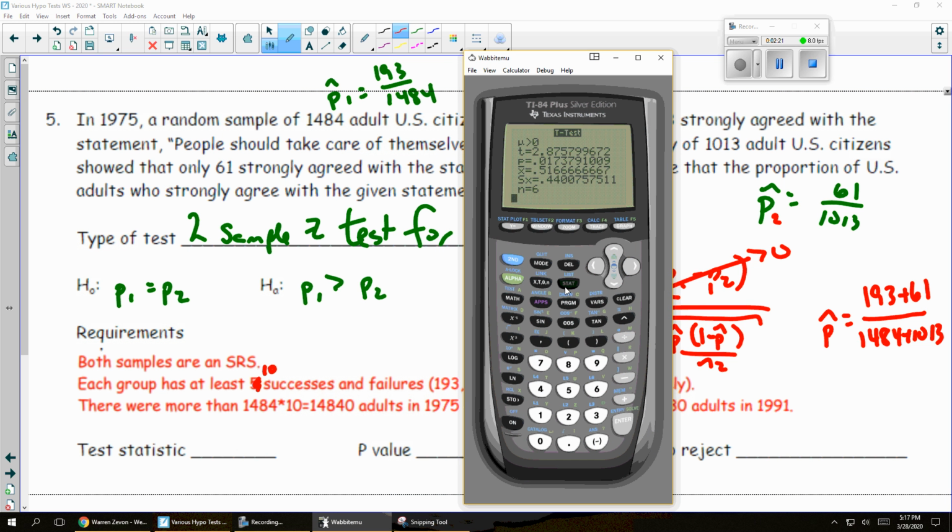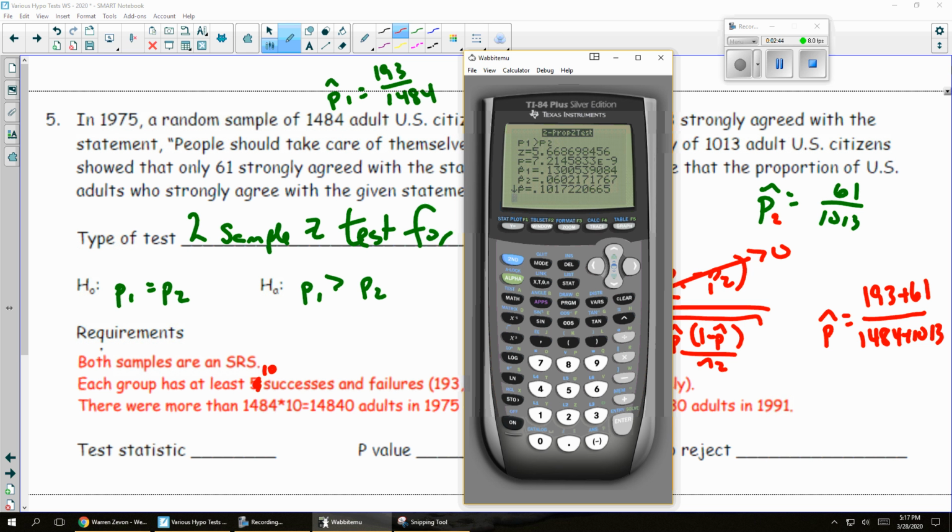So in my calculator, this is stat test 2 prop z test. And again, this doesn't want the percentages. This wants the actual successes and the actual attempts. So 193 out of 1484 and 61 out of 1013. We want to see if it's dropped. So that's the one that's listed there.